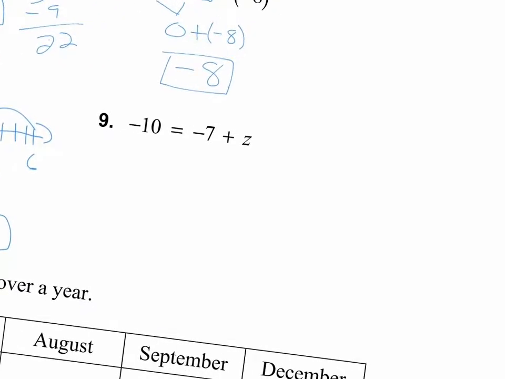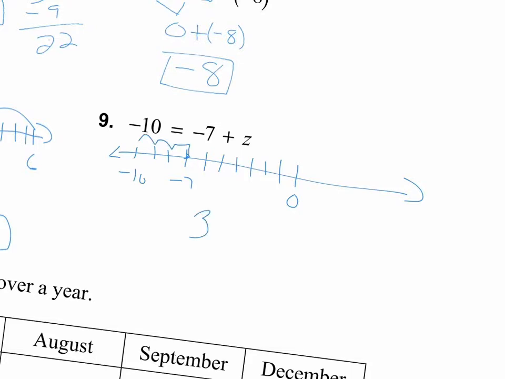Alright, same thing here, okay, so if I draw my number line, I start at negative 7, so 0's here, 1, 2, 3, 4, 5, 6, 7, so that's negative 7. I need to get to negative 10, so negative 8, negative 9, negative 10. Okay, so I'm here. I need to go 1, 2, 3 backwards, right? And since I'm taking away 3, I'm going to be in negative 3, so z is equal to negative 3.